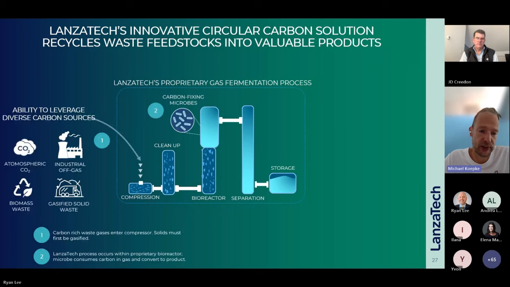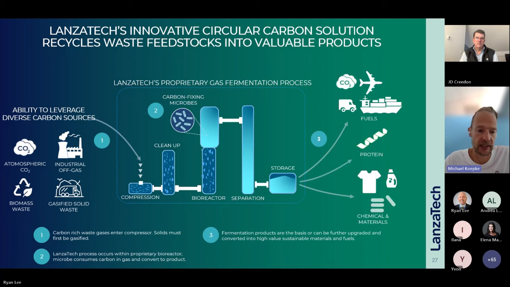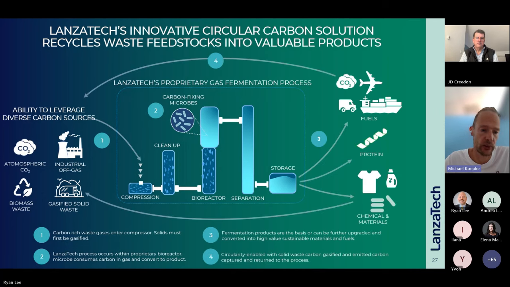We can take a variety of different input gases. There can be industrial off gases, can be gasified wastes, solid waste, or also CO2 and hydrogen, where we then feed those gases into proprietary bioreactors that we've developed, where our carbon-fixing microbes then eat those gases and produce ethanol or other products that can be used as fuel. The biomass can be used as protein, and also then we can produce various chemicals and materials. But at the end of the life, we can really close that loop and enable a circular model.